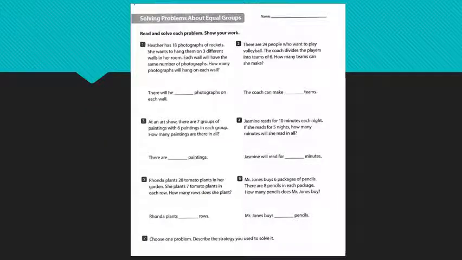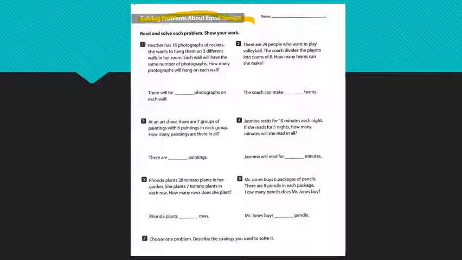Okay, students, on these next 2 pages, the last 2 pages of the packet, we're going to be working with multiplication and division using word problems. So this page right here says solving problems about equal groups. So when we look at number 1, let's go ahead and read it. Remember, we're going to read each problem twice.